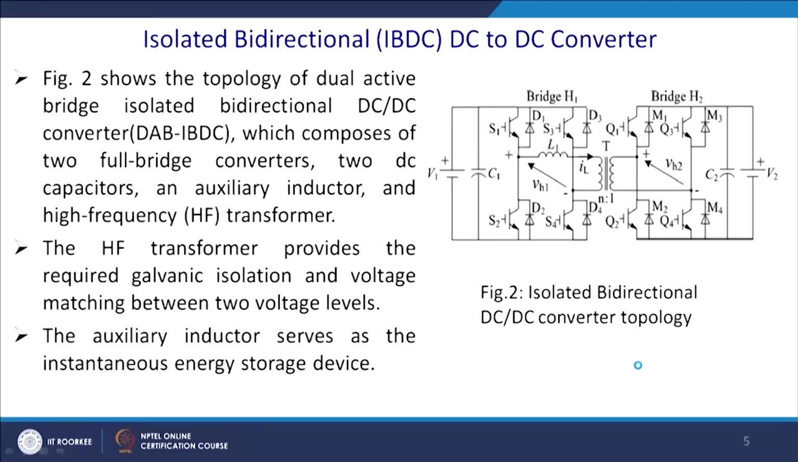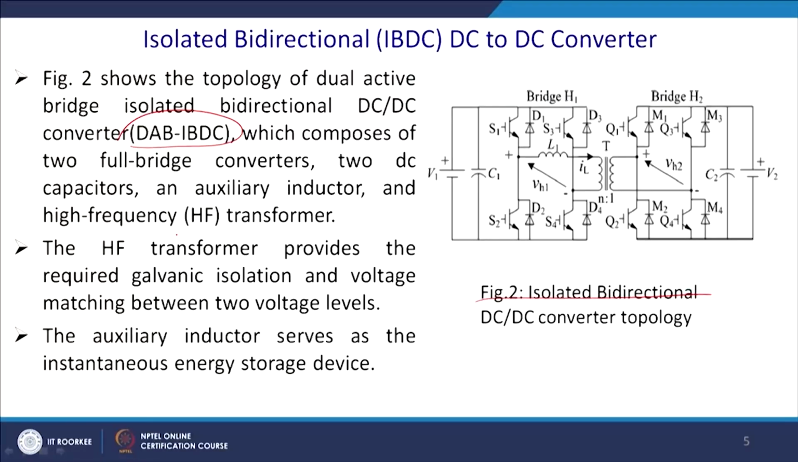Isolated bidirectional DC to DC converter. This figure shows a full bridge topology, called the dual active bridge isolated bidirectional DC to DC converter. This is the abbreviation of it, DAB IBDC, which is composed of the full bridge converters, DC capacitor, auxiliary inductor and high frequency transformer.